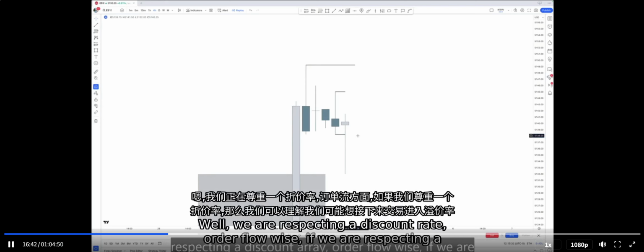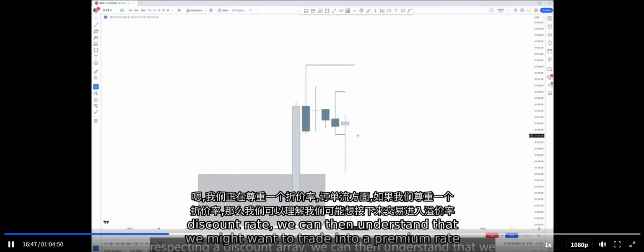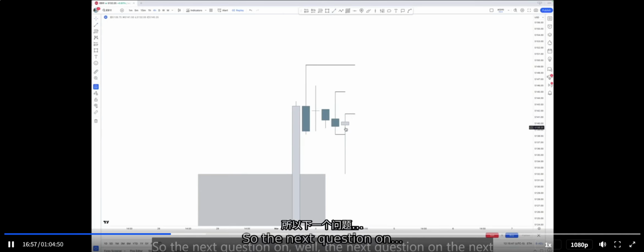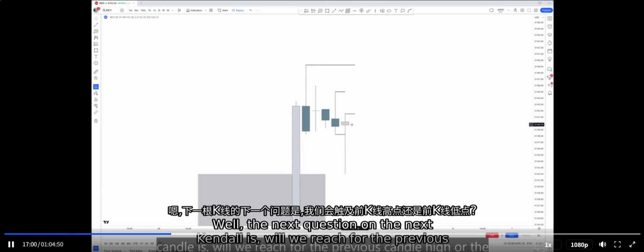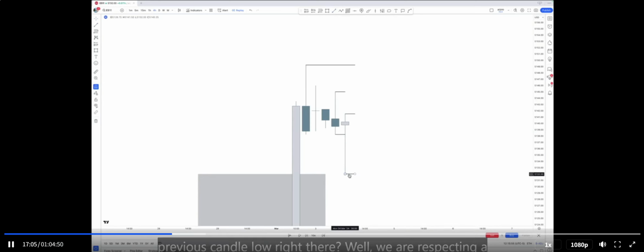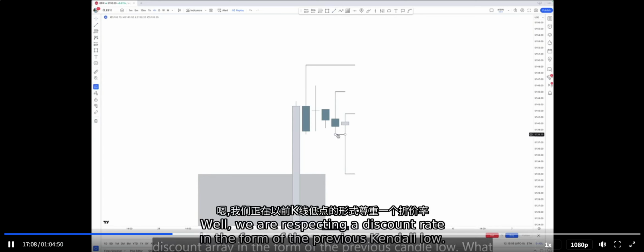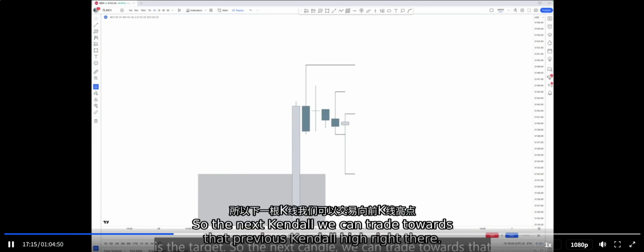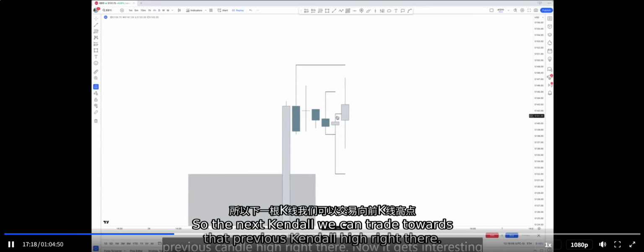So what can the next candle most likely aim for? Well, we are respecting a discount array. Order flow wise, if we are respecting a discount array, we can then understand that we might want to trade into a premium array next. What is the next premium array? Right here, this previous candle high. So the next question on the next candle is, will we reach for the previous candle high or the previous candle low right there? Well, we are respecting a discount array in the form of the previous candle low. What is more likely to happen? The previous candle high right there is the target. So the next candle we can trade towards that previous candle high right there.